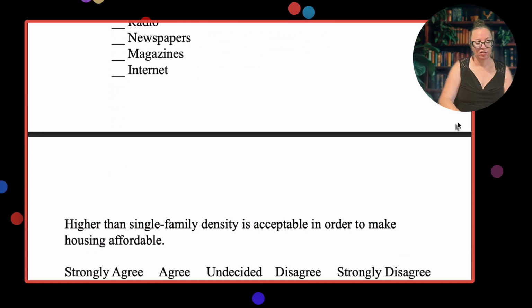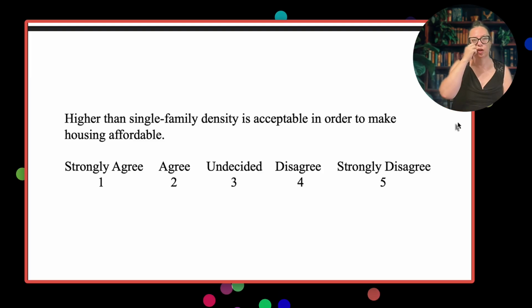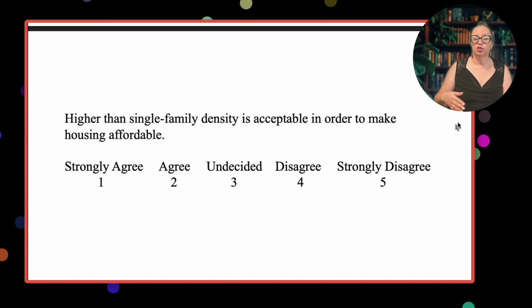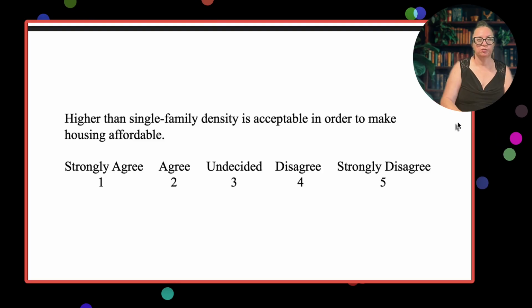Not enough options. Higher than single family density is acceptable in order to make housing affordable. What do they mean by acceptable? Acceptable for you, acceptable in general? So we want to be more clear than this. Your question should be what we call transparent. It should be fairly transparent. The question should be easily understood by the participant.